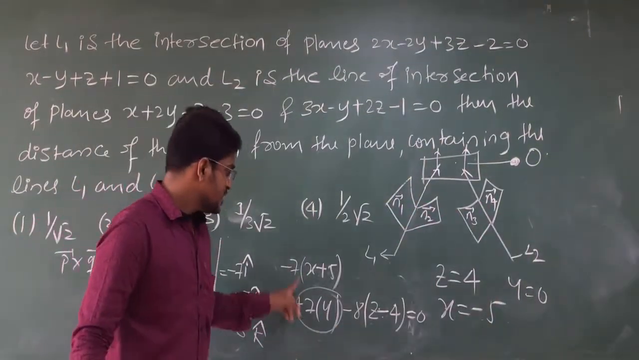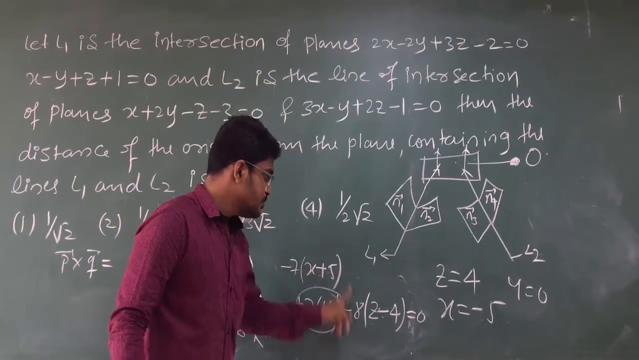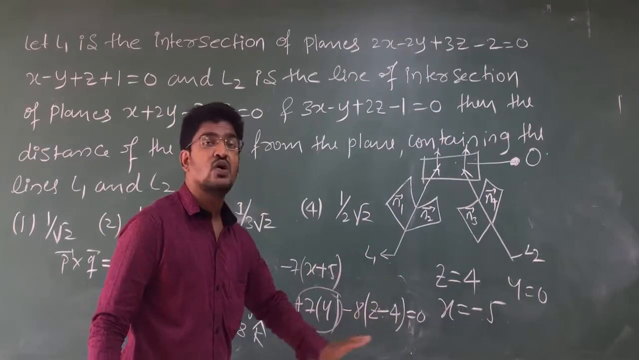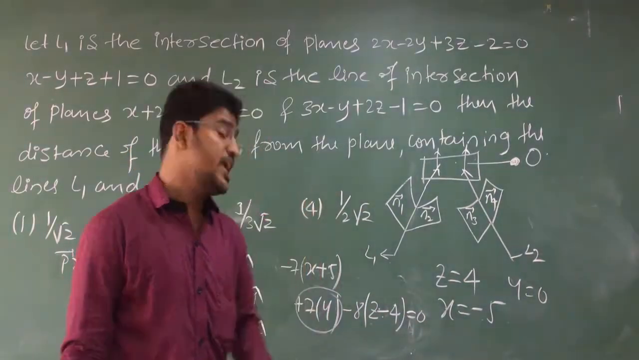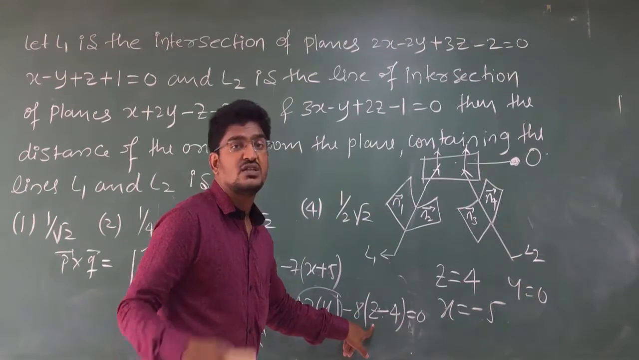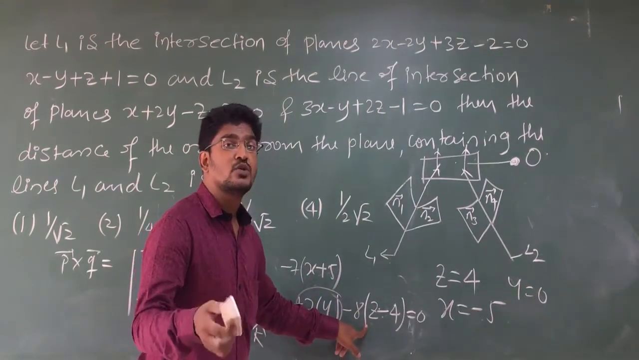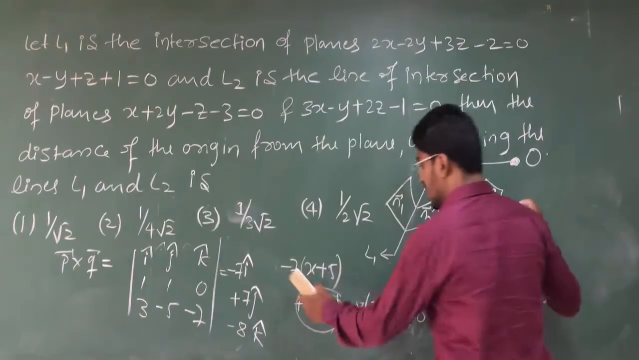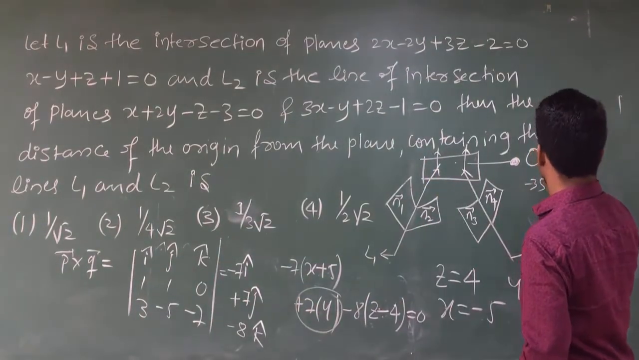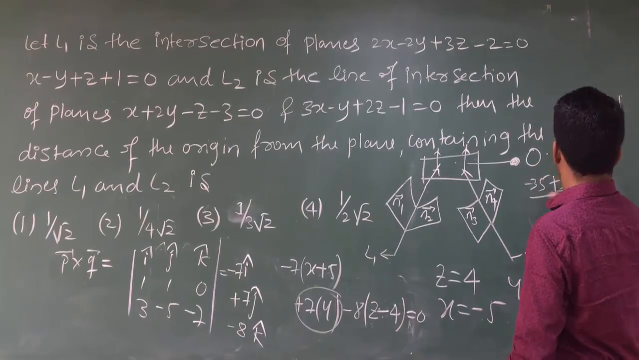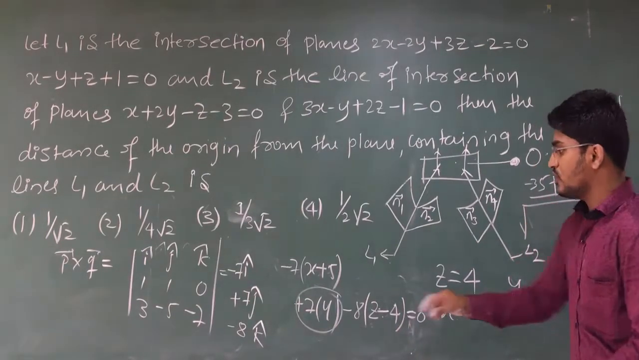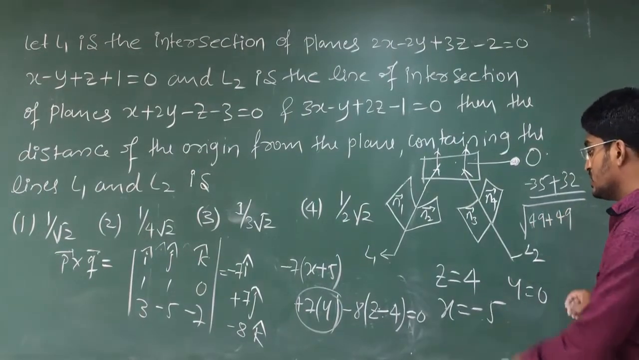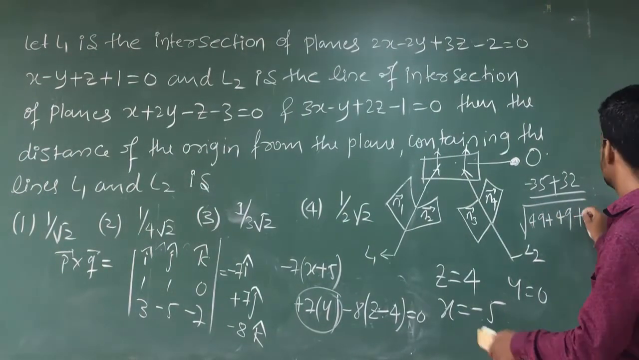Now you have calculated the equation of plane. You have got the x, y, z terms. Using all this, you have to calculate the distance from origin to the plane. x1, y1, z1 terms will be 0 because the origin is 0, 0, 0. That is the origin, so these terms will be 0. So it will be minus 35 plus 32 divided by square root of a square is 49, b square is 49, c square is 64.